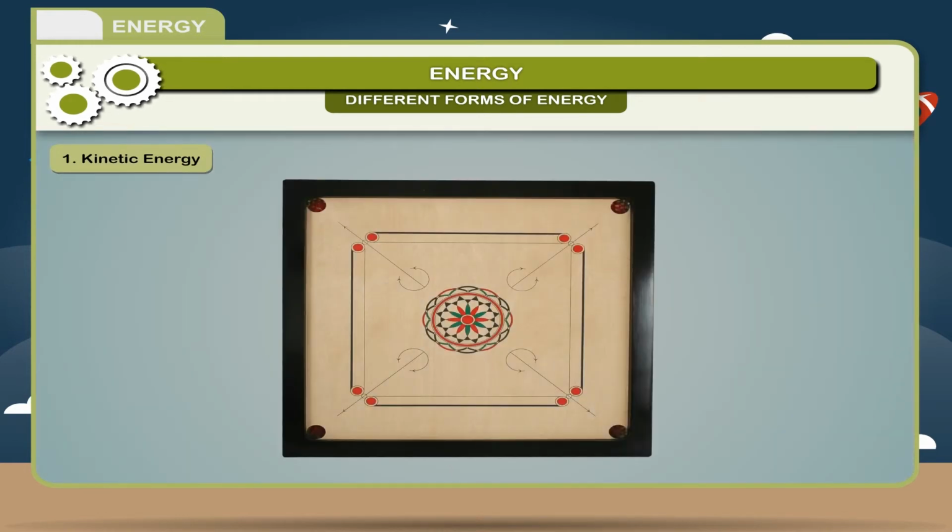Activity. Take a carom board and place a few carom coins on it. Hit these coins with the help of a plastic striker. The coins move to some distance due to the force applied by the striker. Now, push the striker again with a greater force. You will find that the striker moves rapidly and hits the coin. As a result, the coins move a greater distance. So, we can conclude that kinetic energy depends on the speed of an object.